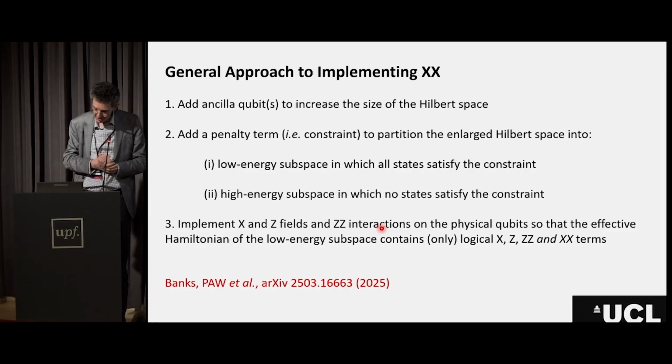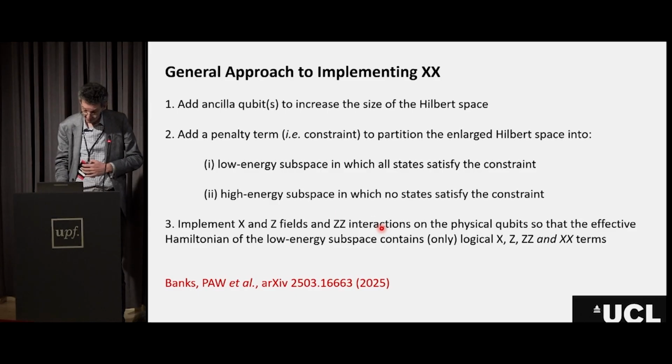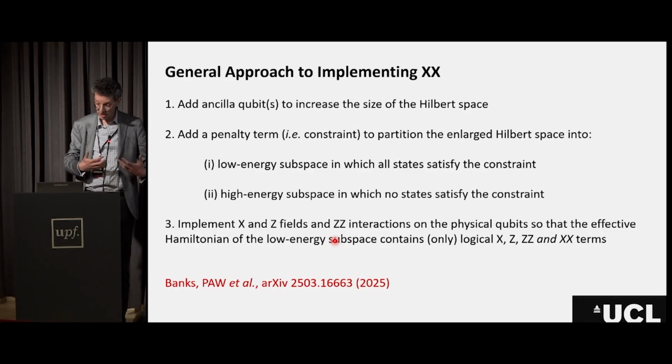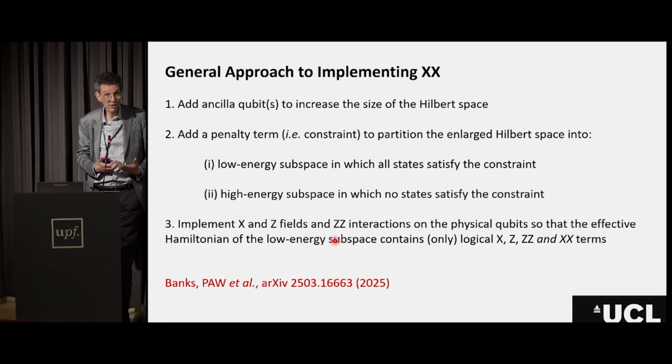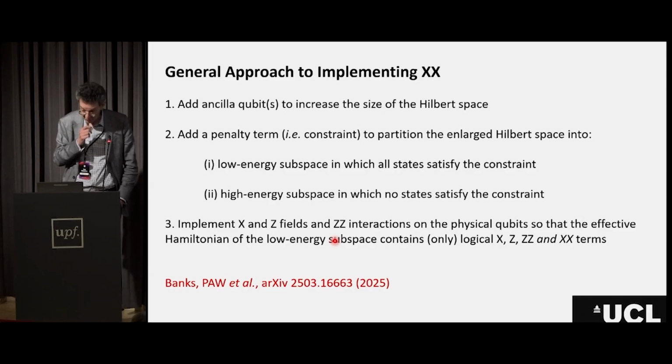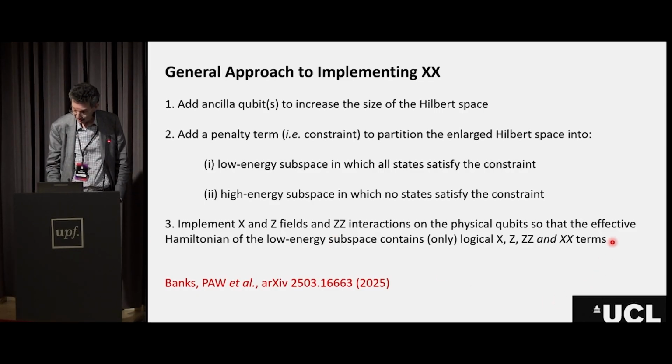And then the third stage is to implement fields which we have at our disposal, so X, Z, and ZZ interactions on the physical qubits, so that the effective Hamiltonian on the low-energy subspace contains only these logical X, Z, ZZ, and the additional XX terms that we're interested in. So it's the logical low-energy subspace where the states satisfy these constraints, where we can ideally get an XX term as well as our X, Z, and ZZ terms.